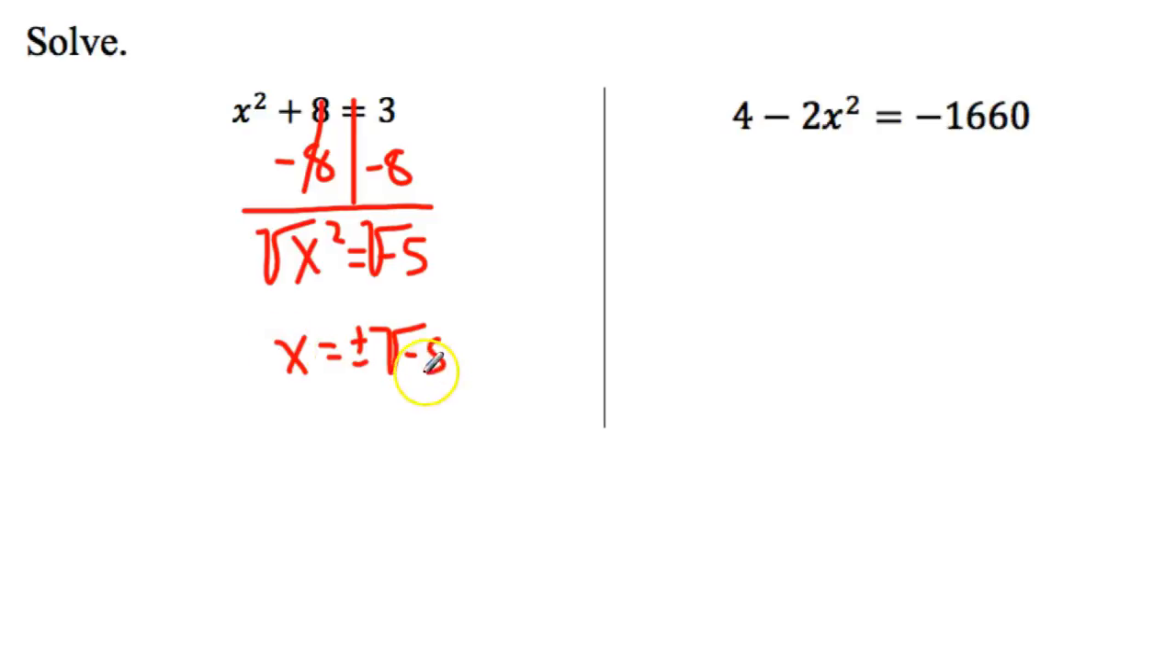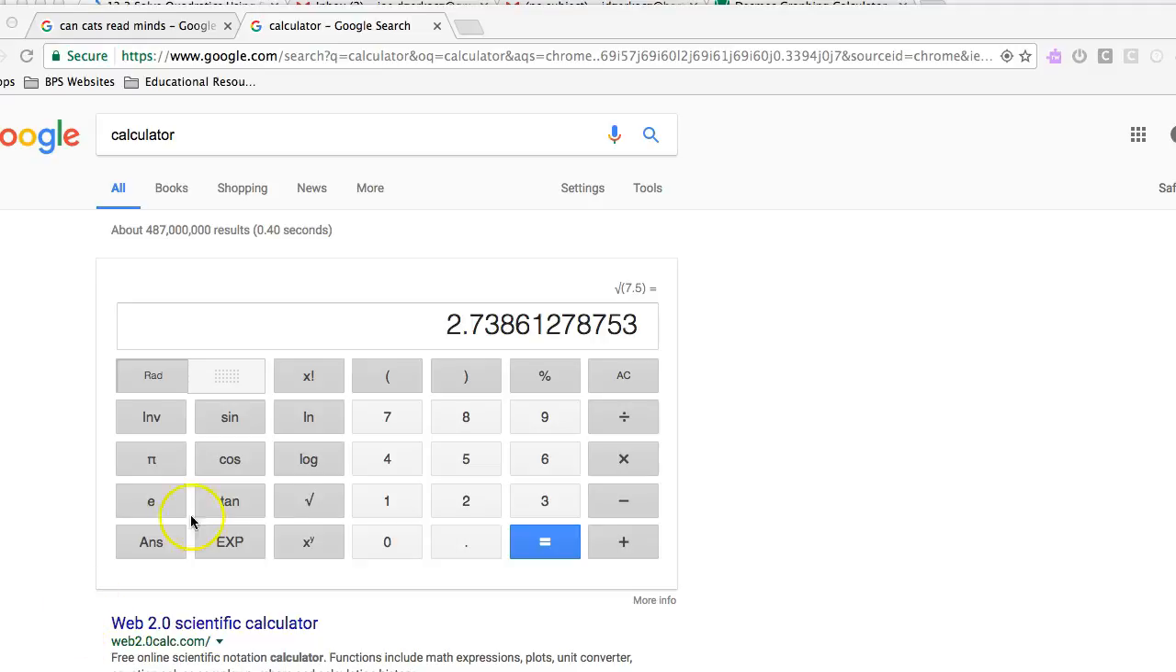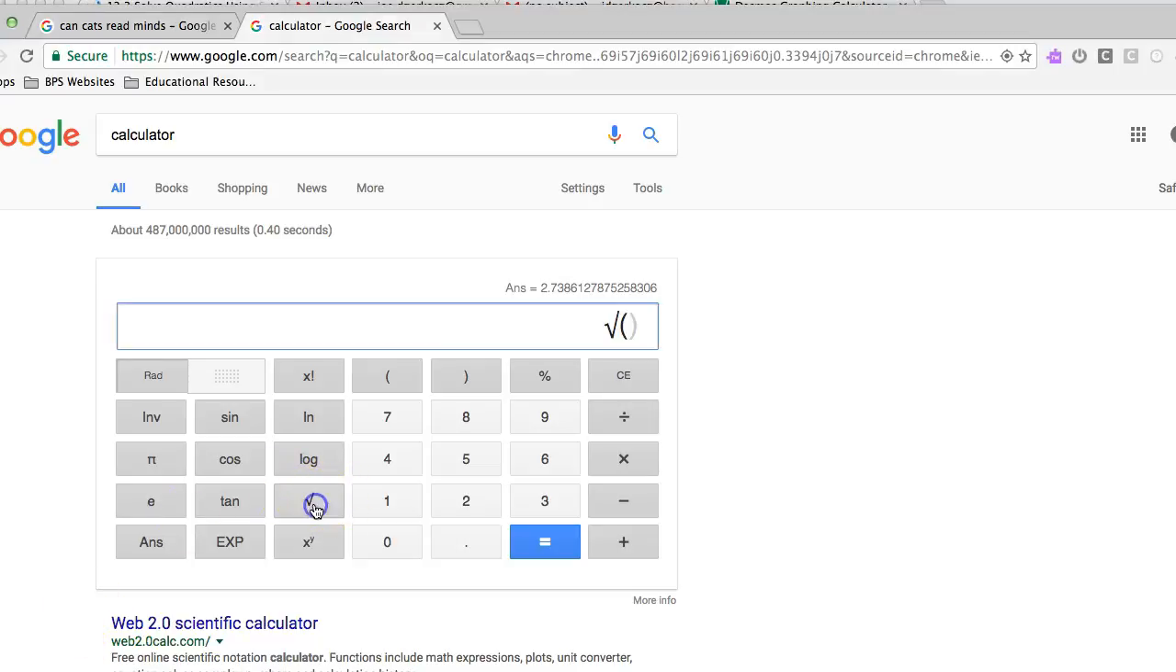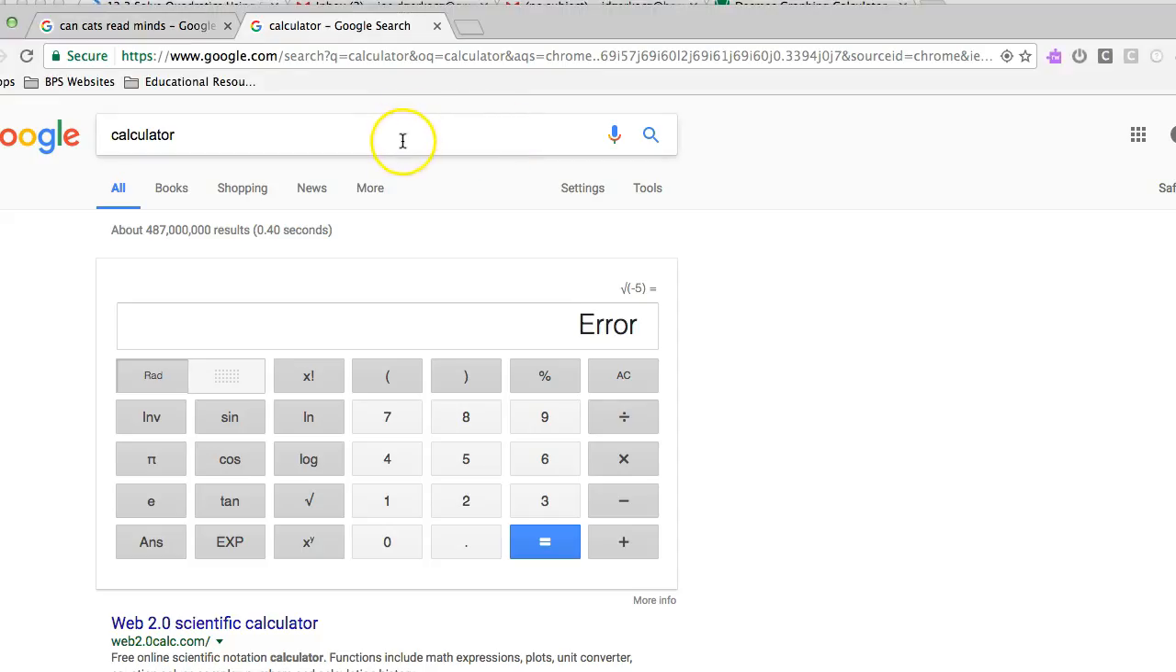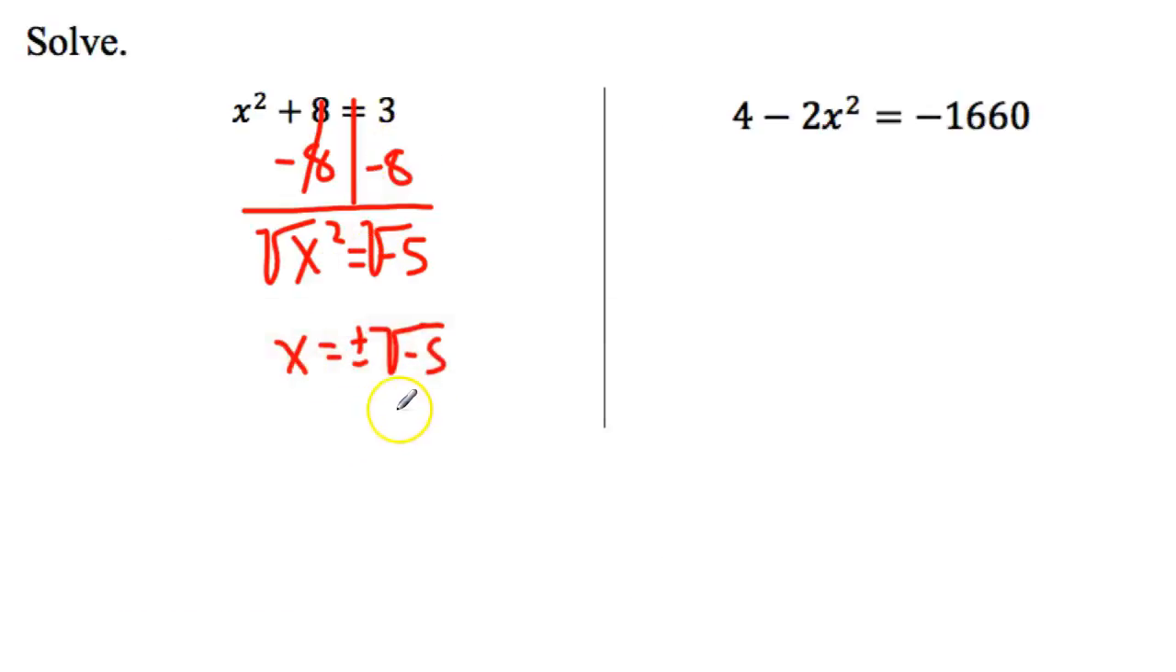All right, when you have a square root, that means a number times itself equals whatever is on the inside. So is there a number that you multiply by itself that will equal negative 5? I don't think there is. Let's check the calculator, see what it says. All right, so let's take the square root of a negative 5. Ooh, error. It's an error, right?